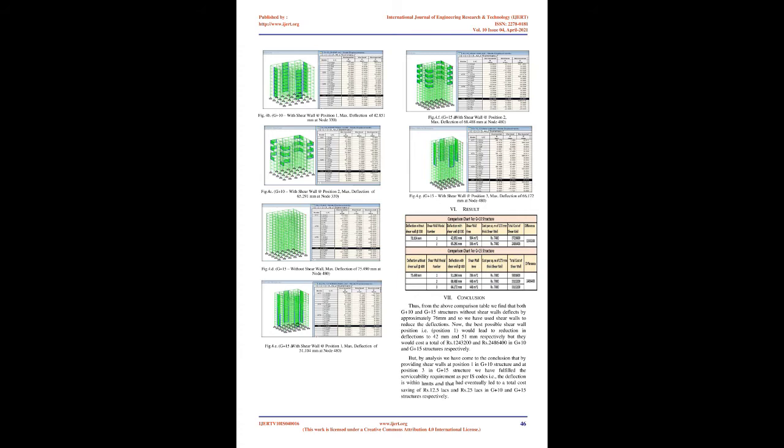Objective. To model a structure using STAAD.Pro with all the loads acting on it like dead, live, wind and earthquake loads as per IS code. To analyze the deflection for the bare frame G+10 and G+15 structures. To compare the deflections due to provision of shear walls at different positions in both G+10 and G+15 structures and compare the results with the bare frame and check with the serviceability requirement. To optimize the structure cost with minimum deflection, i.e., choosing the best possible shear wall position such that deflections are within limits as per IS code and cost is minimal for shear wall construction.